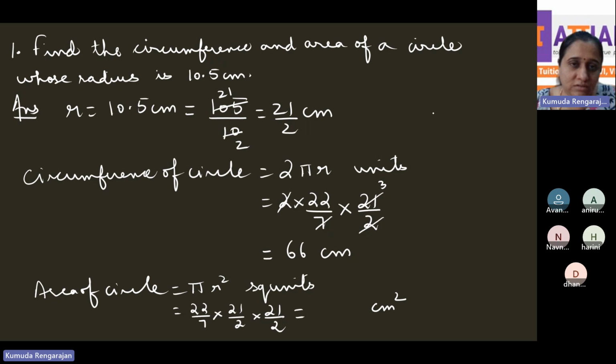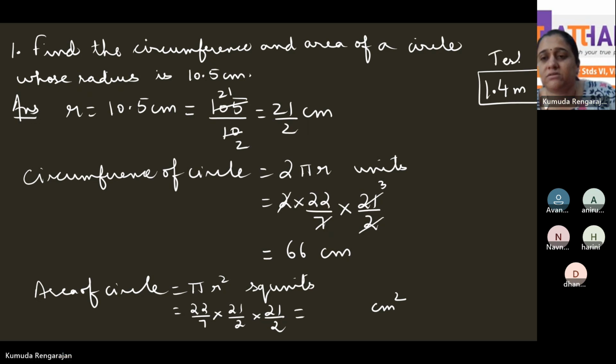Now, next question. Same thing. Find the circumference and area of a circle whose radius is, instead of 10.5, take 1.4 meters and find the answer. You understand the second question, which is your test? Find the circumference and area of a circle whose radius is 1.4 meters. Work that. I'll come back in 10 minutes, children. Keep the answer for this one ready and this one also.